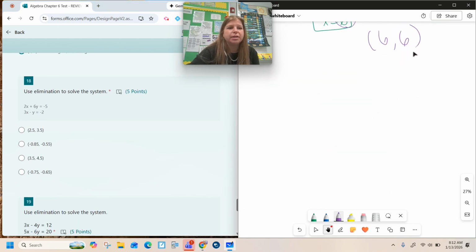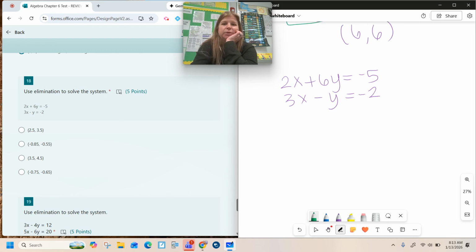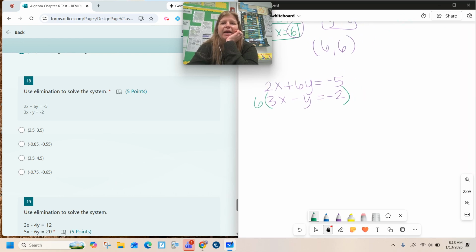Number 18, use elimination to solve the system. All right, so 2x plus 6y equals negative 5, and 3x minus y equals negative 2. Okay, my x's aren't going to eliminate out nicely, 2x and 3x, 6y. What would eliminate out with a 6y? A negative 6y, and it's already a negative y, so let me go ahead and multiply the second equation purposely by a 6. If I do that, my first equation is going to stay put.